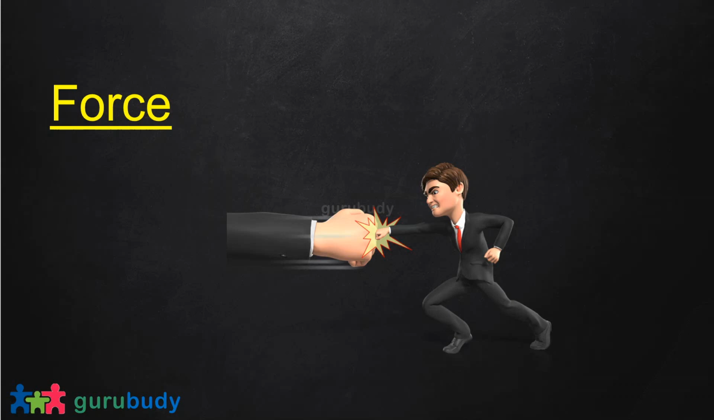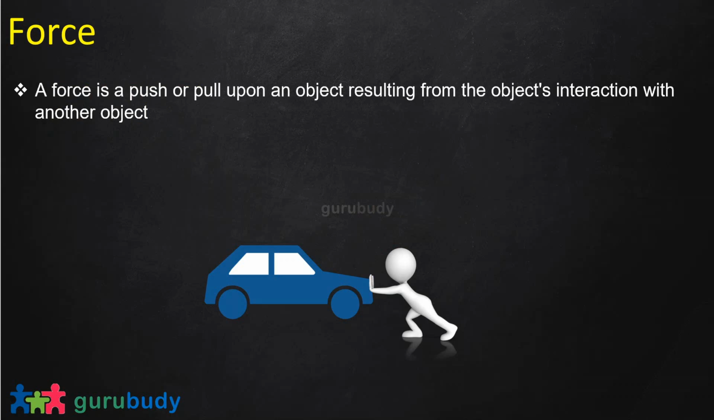Okay, so if I want to give a scientific definition of the force, force is a push or pull upon an object resulting from the object's interaction with another object. Okay, that's a lot of definition here, but basically what it is telling us, force is resulting from an interaction between the two objects. Whenever there is an interaction, there is a force, and once an interaction goes away, the force goes away. So this example what we have here, where the person is pushing a car, there is an interaction between the person and the car, so there is a force.